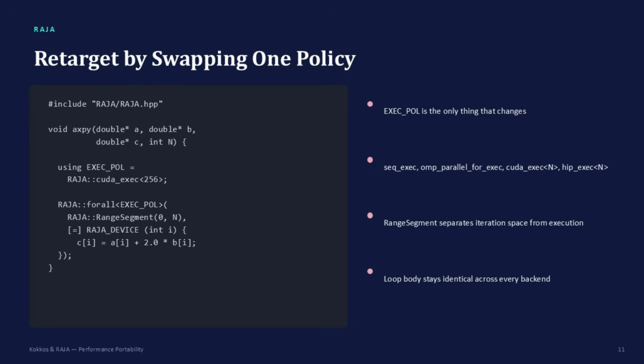In this example, the main loop stays almost the same. The important part is the execution policy. For example, we can select sequential execution, OpenMP, CUDA, or HIP by changing the execution policy. So instead of rewriting the loop, we mainly change how and where the loops run.